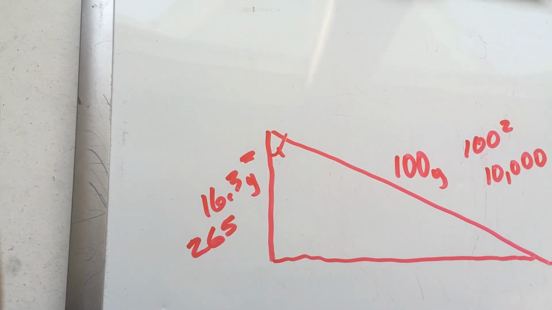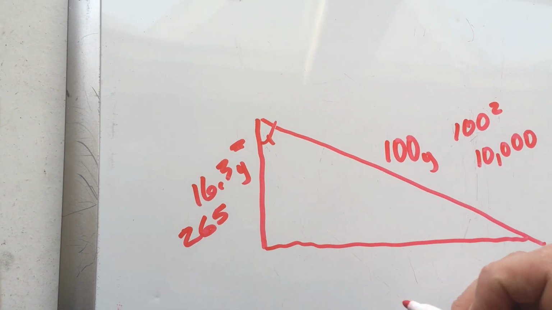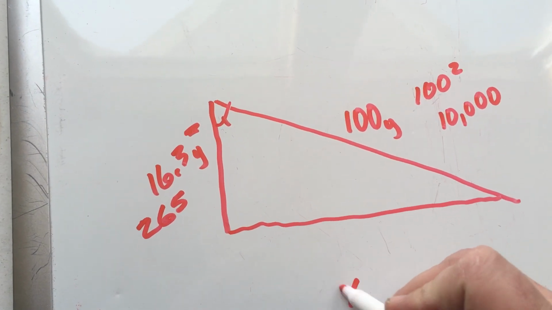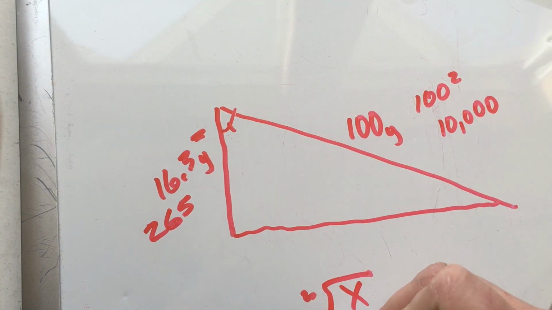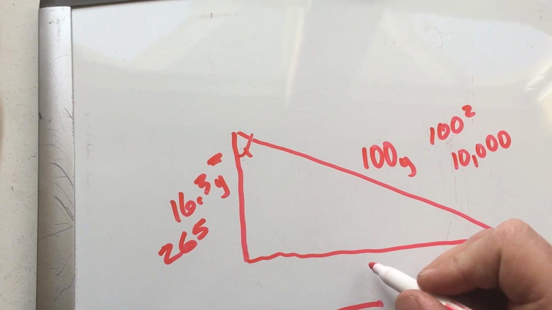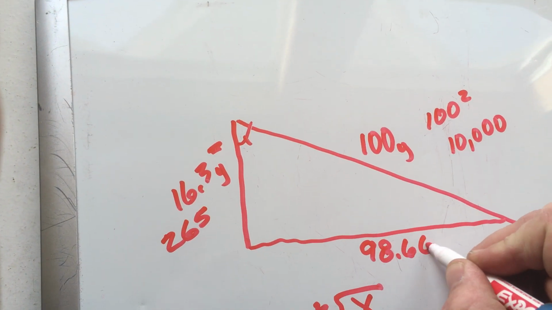Anyway, we take the square root of that number, so that's going to give us x. And when we take the square root, it's going to give us a number of 98.66.